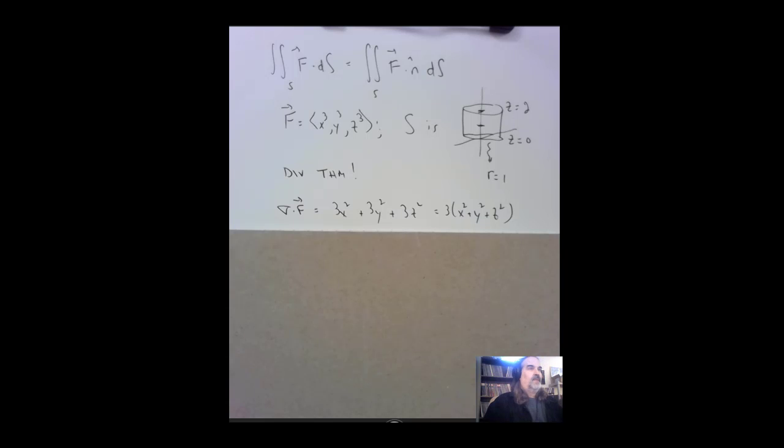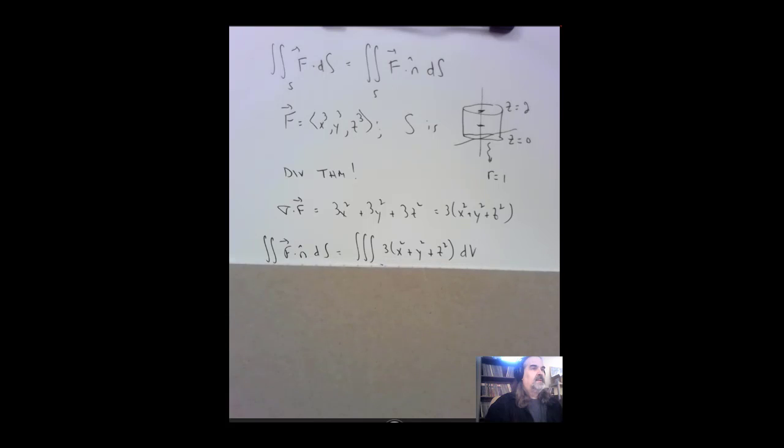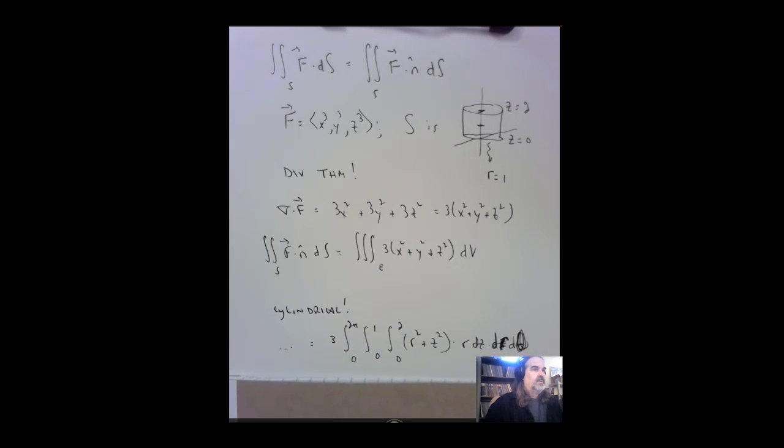For this particular vector field, the divergence is again pretty simple. It's 3 times x squared plus y squared plus z squared. That shouldn't be a surprise. And so we can take our surface integral that we don't want to do and trade it out for the triple integral of divergence. This is not as simple as the one before because this isn't just a volume calculation, but it's still going to be pretty easy because we're dealing with a cylinder, so we might as well use cylindrical coordinates, which means we can set up this integral with the appropriate limits.